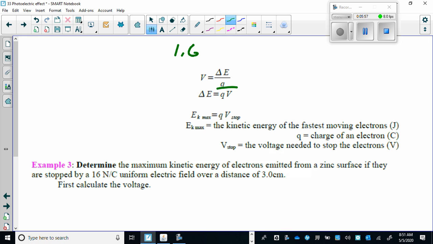Right? So as soon as you see charge, it's always 1.6 times 10 to the negative 19 coulombs. And we rearrange that formula and we get that the change in energy equals Q times the voltage. Then we adapt it to the principles of the photoelectric effect, and that change in energy is kinetic. And then we just add a stop to this V. So the maximum kinetic energy equals the charge times the stopping voltage.